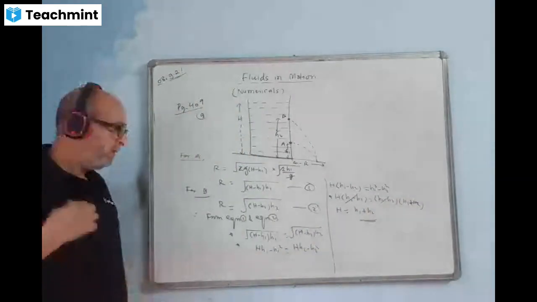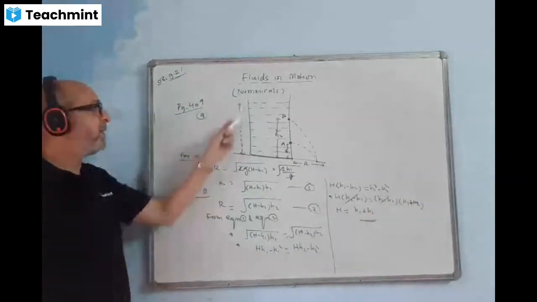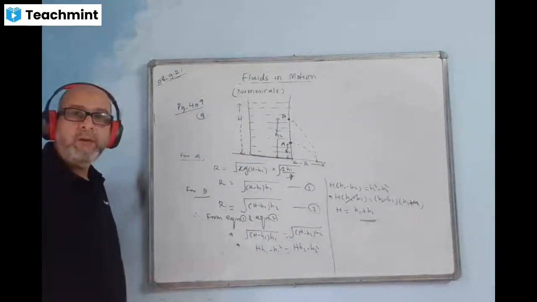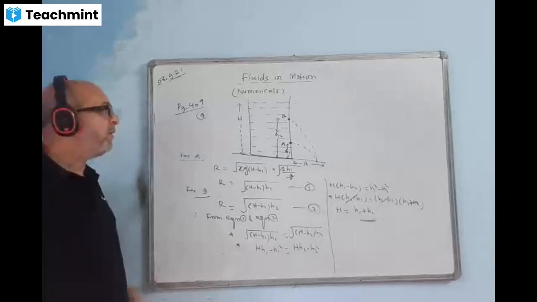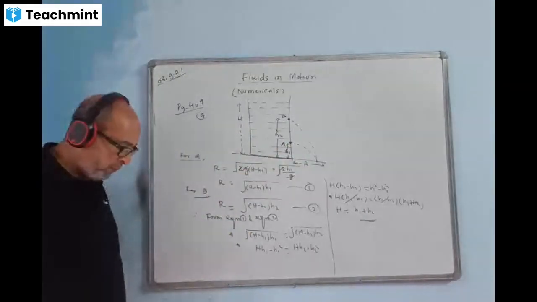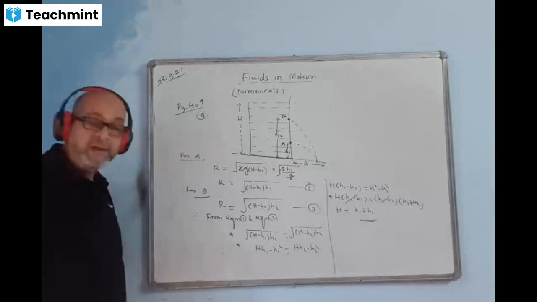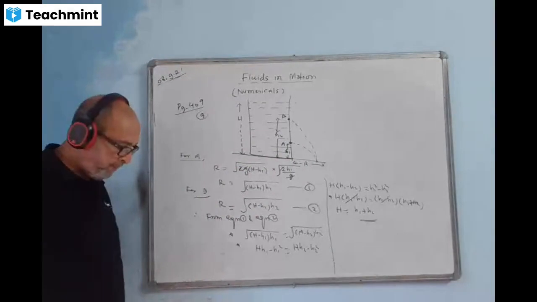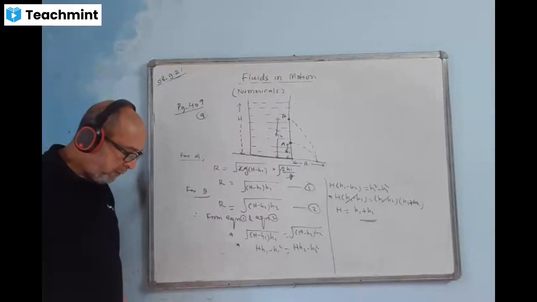That means this height is equal to h1 plus h2. Then the water from each hole will be falling at the same point on the floor. So option number C is the correct option in this question. Option C is the correct option.